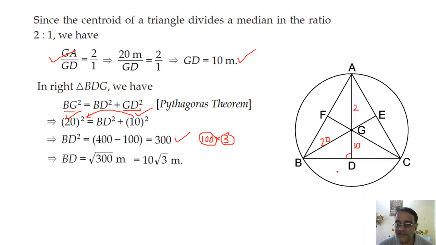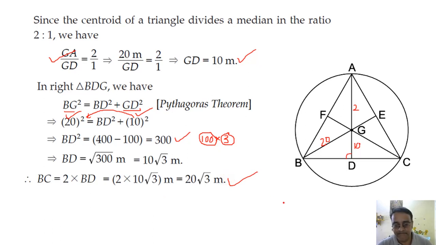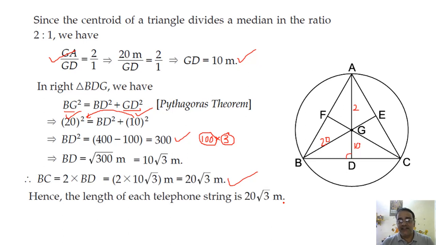Now we have to find BC. So BC is equal to 2 times BD, and 2 into 10 root 3 is equal to 20 root 3 meters. Hence the length of each telephone string is 20 root 3 meters. Any doubt? No, sir.